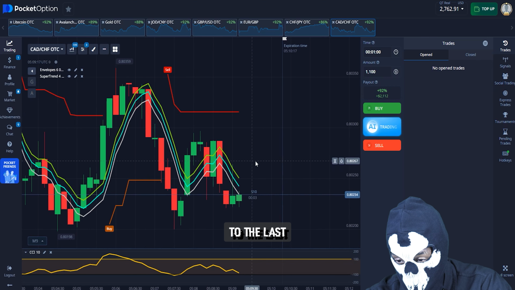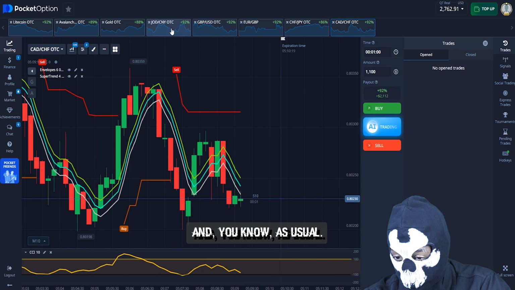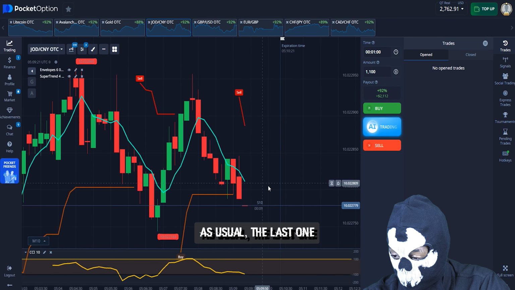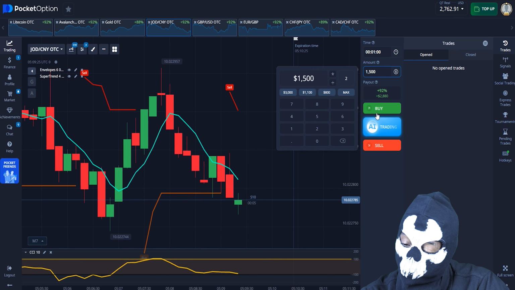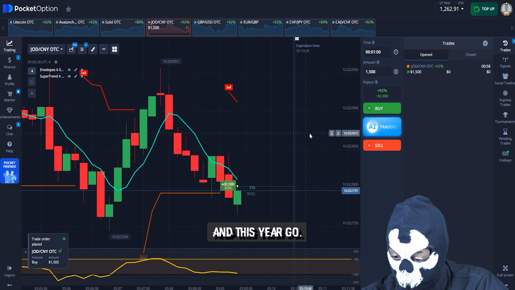Okay, let's move on to the last trade of the day. And as per usual, the last trade we're going to go big. So we're going to go $1,500 on up. And let's see how it's going.